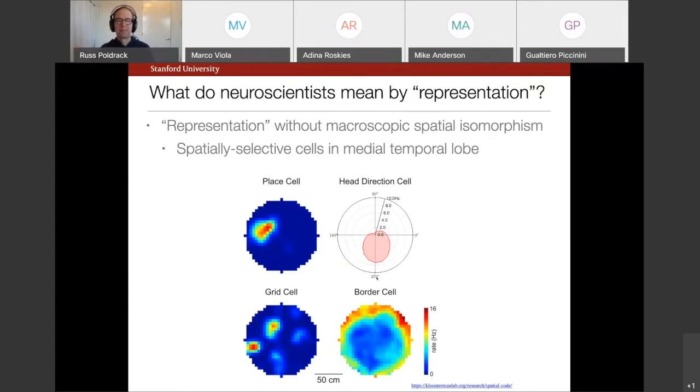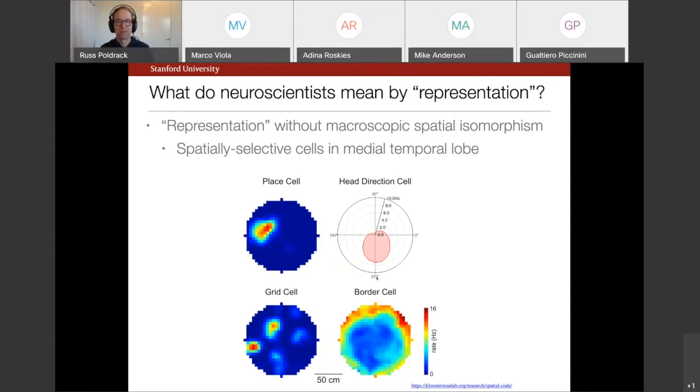These represent things out in the world. The most famous are the place cells, right? Where an individual place cell responds whenever the animal is in a particular place in space, right? And the reason that I say that they're not macroscopically spatially isomorphic is that nearby place cells in the hippocampus don't necessarily respond to nearby places in space, even though they respond systematically to a place in space.